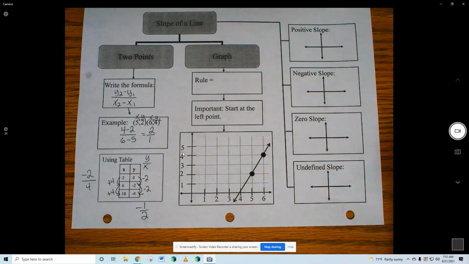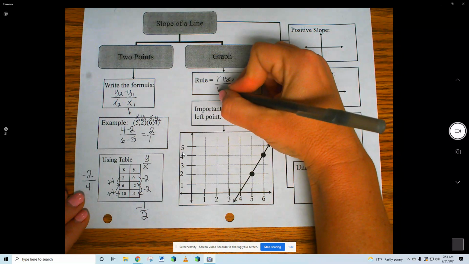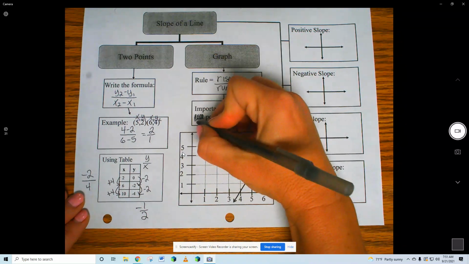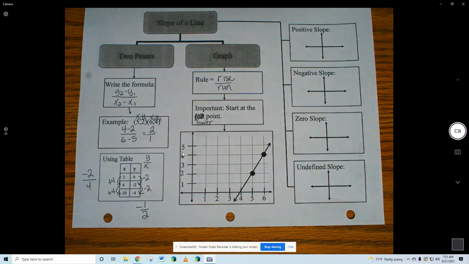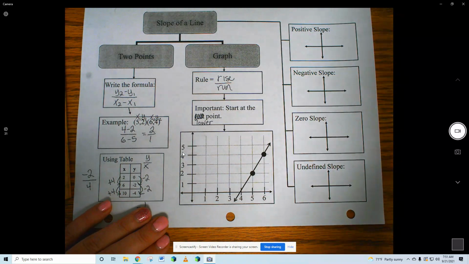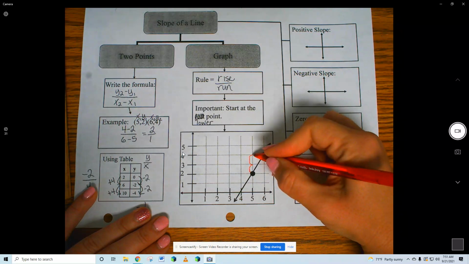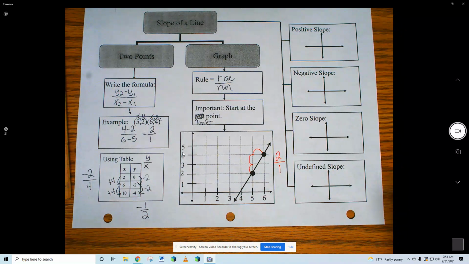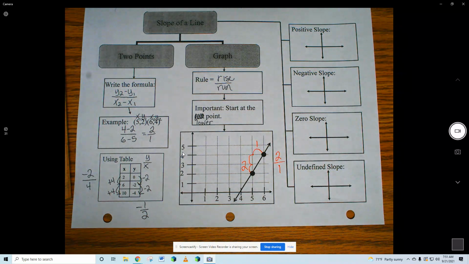If I have a slope of a line that's got a graph, my rule is that I rise first over run. And I don't want you to start at the left point. I want you to start at the lower point. So, rise up 1, 2. Run, 1. 2 over 1. Rise over run.